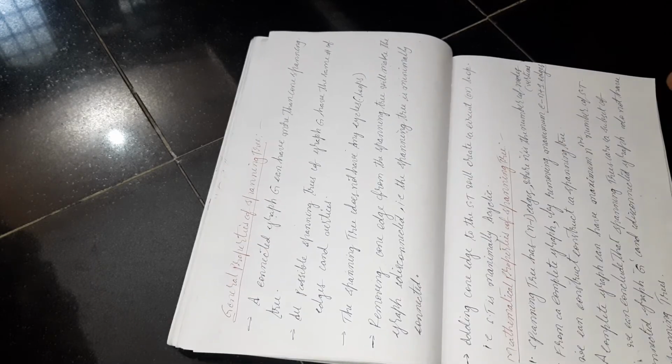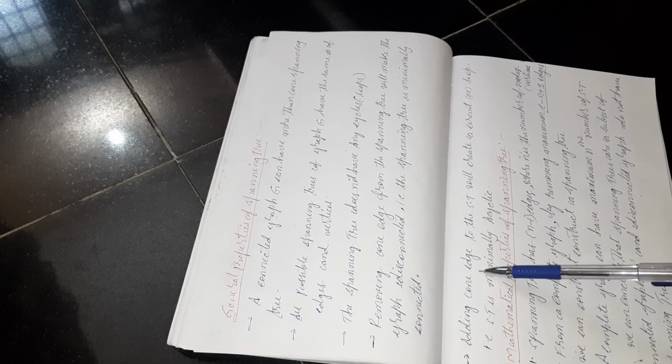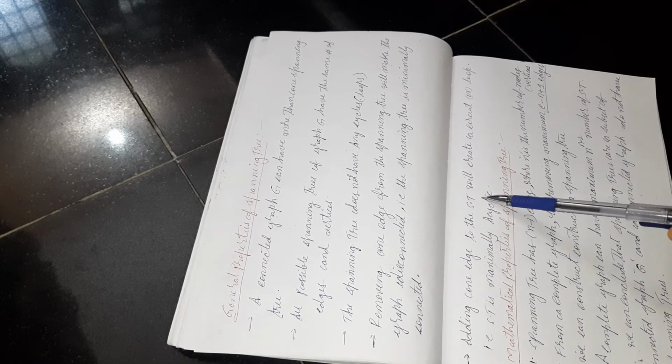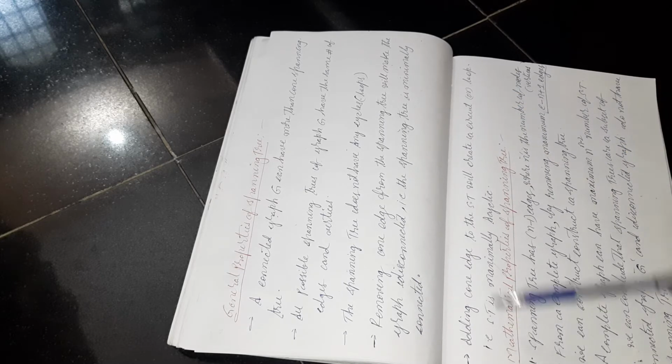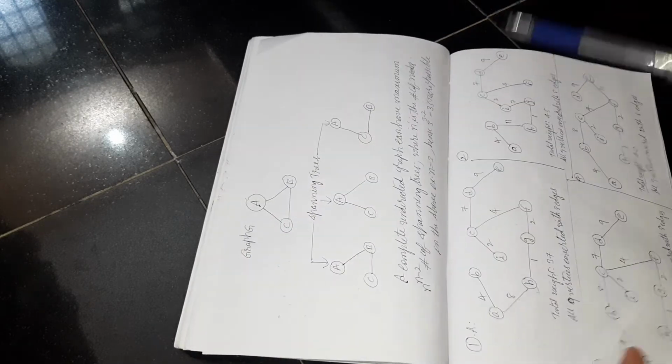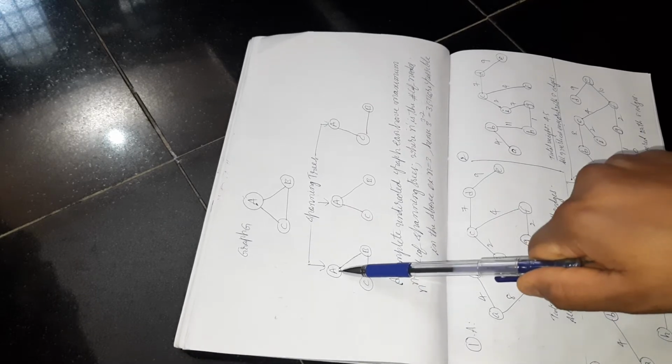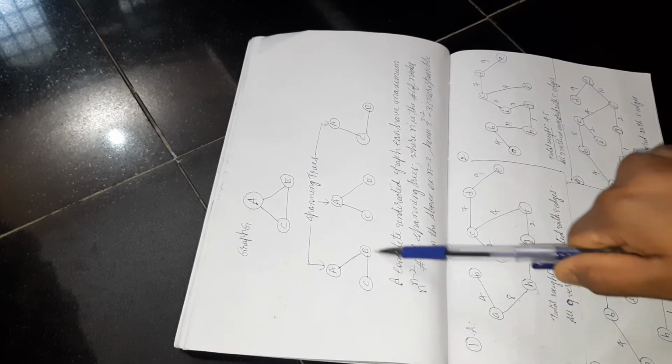One more property is that adding one edge to the spanning tree will create a circuit. We will see here. If we add one edge here, it will become a circuit.